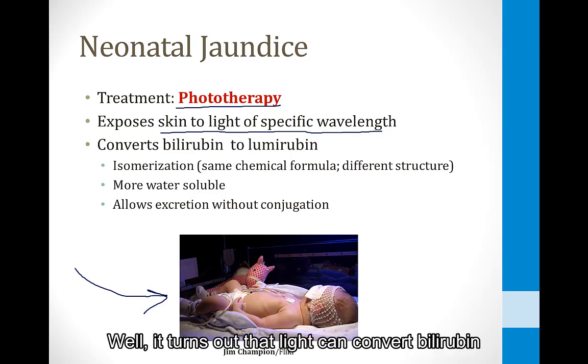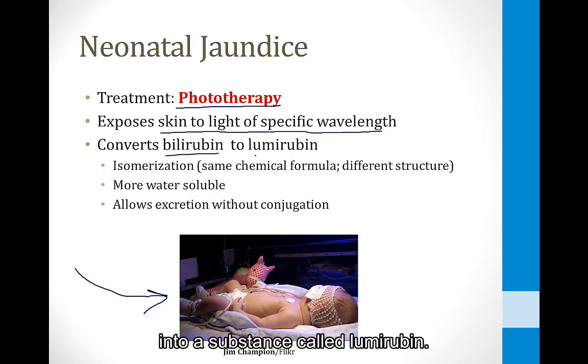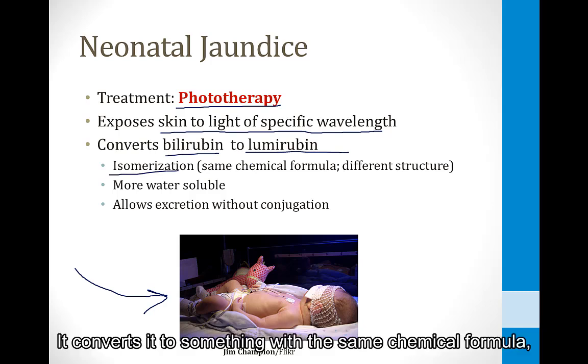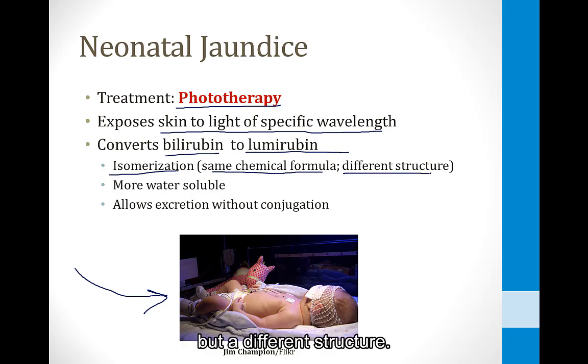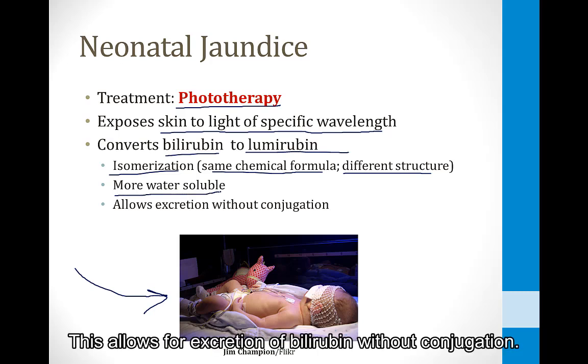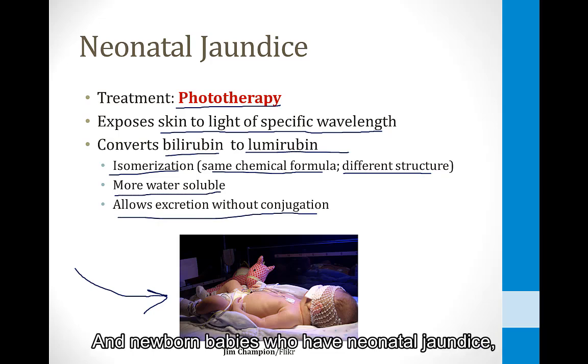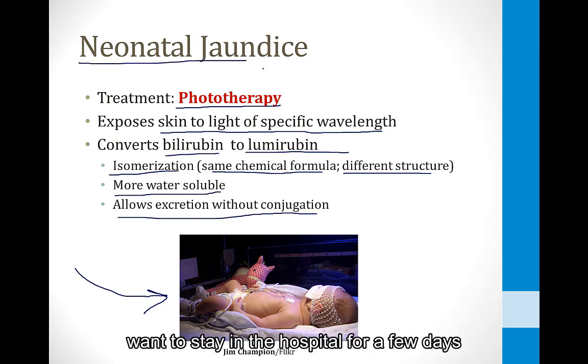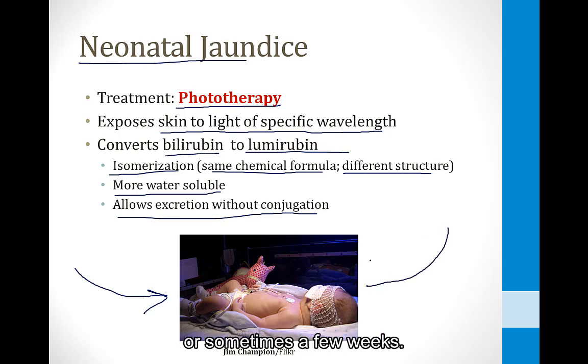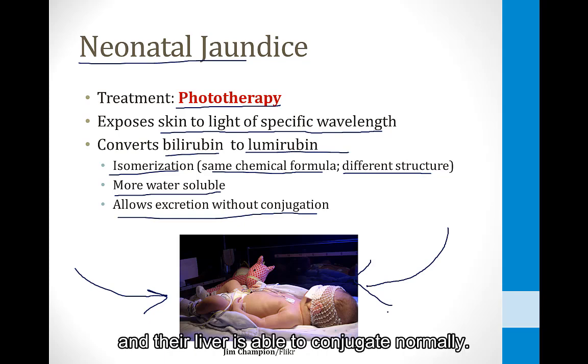Well, it turns out that light can convert bilirubin into a substance called lumirubin. This is an isomerization of bilirubin. It converts it to something with the same chemical formula but a different structure, and that different structure is lumirubin, and it is more water soluble. This allows for excretion of bilirubin without conjugation. And newborn babies who have neonatal jaundice will have to stay in the hospital for a few days or sometimes a few weeks under the lamp like this baby here until their bilirubin level falls to normal and their liver is able to conjugate normally.